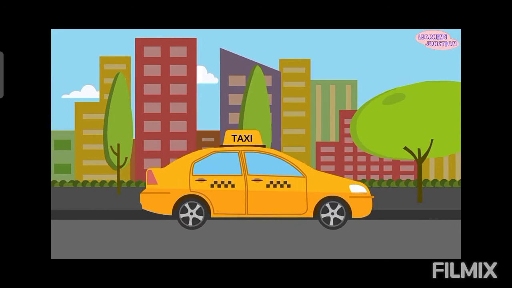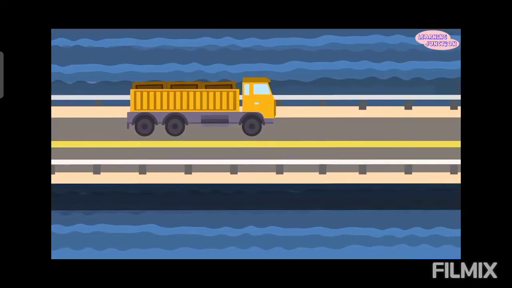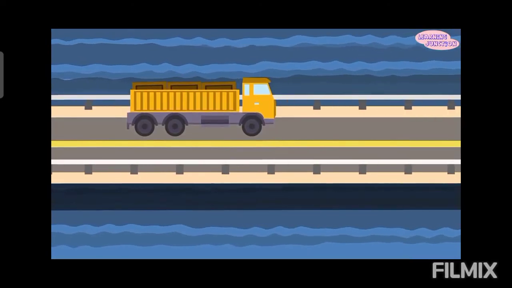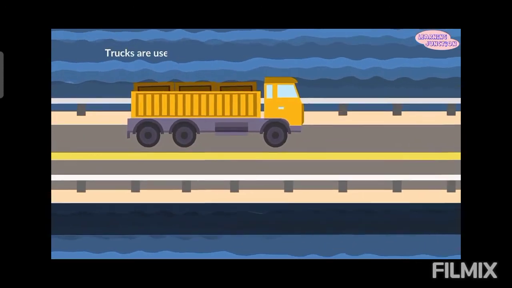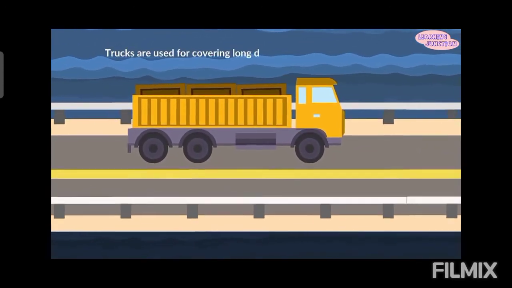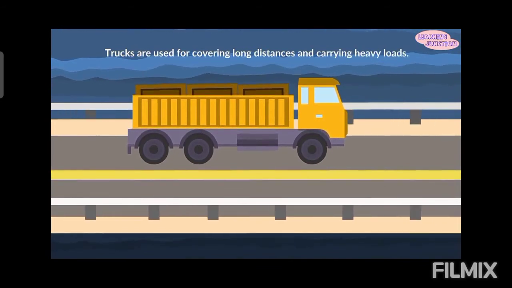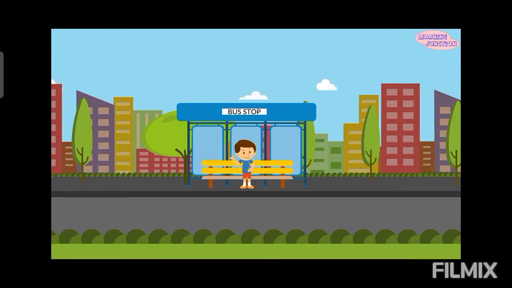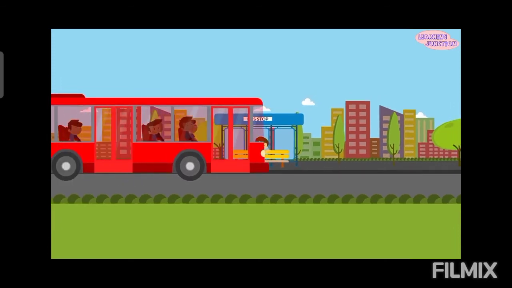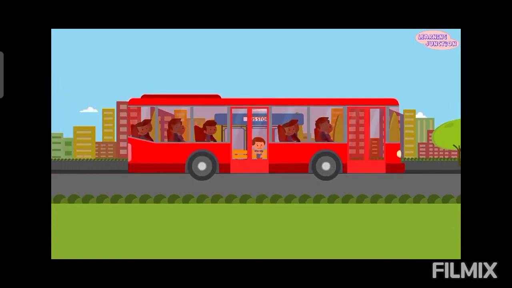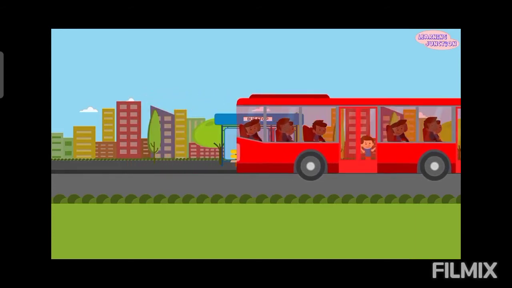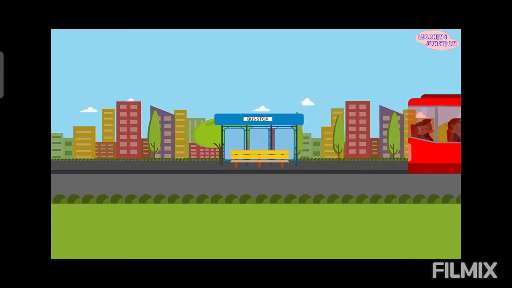So we are seeing different vehicles for transportation on road. We use trucks, lorries, etc. for carrying loads, and they can travel a long distance and carry heavy loads. And commonly we use transport such as the bus, isn't it? Everyone has traveled by bus. So there are various vehicles that can be used for transportation on road.